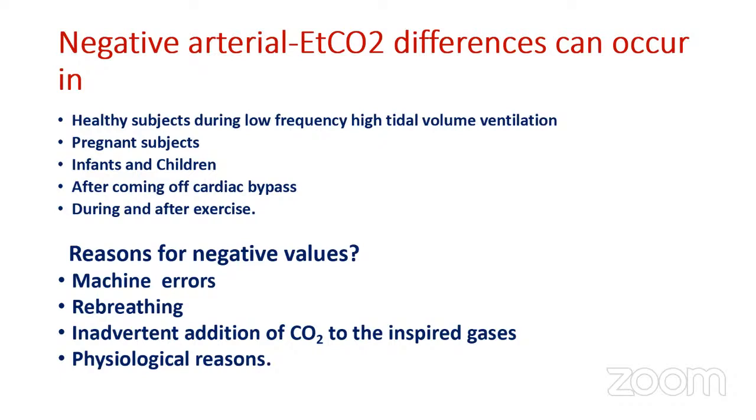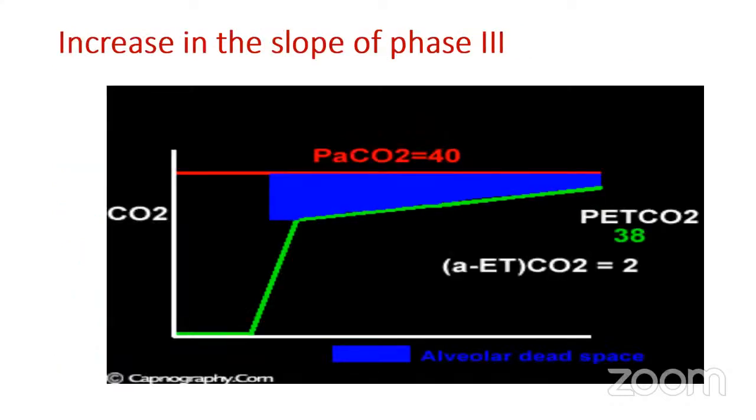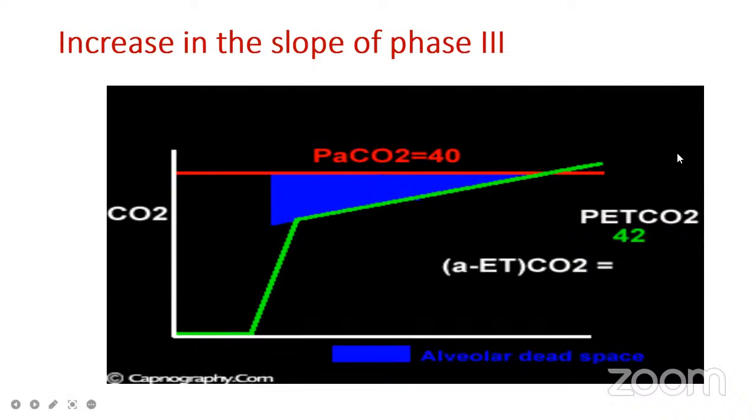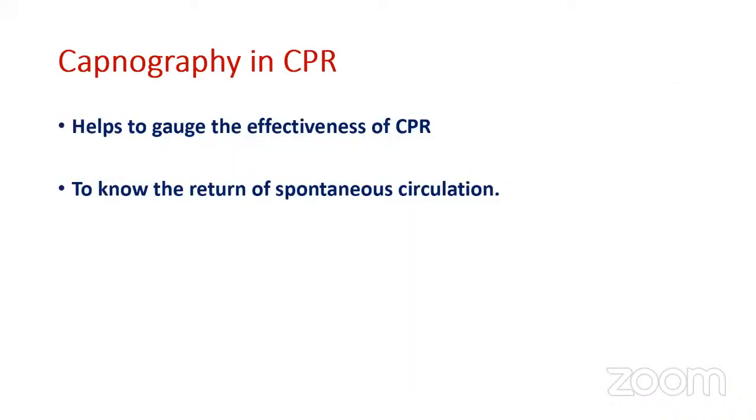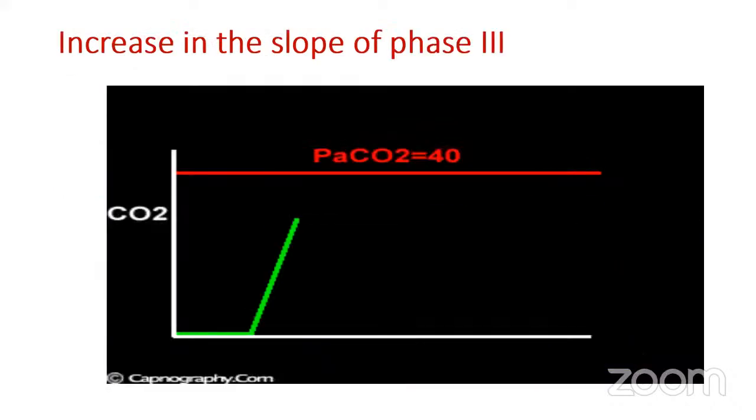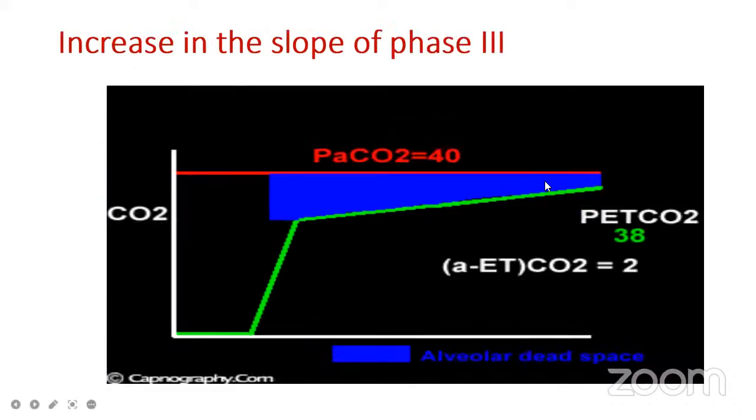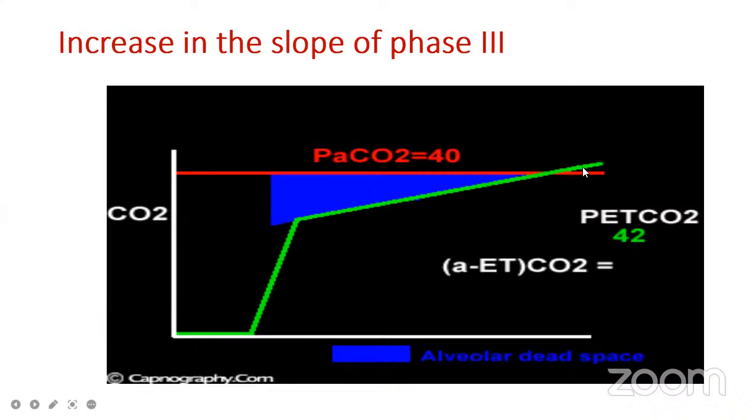It can sometimes be machine errors, rebreathing, or inadvertent addition of carbon dioxide to the inspiratory gases. So, increase in the slope. Here we can see the increase in the slope. This can happen during airway obstruction, which takes a longer time for the expiration.